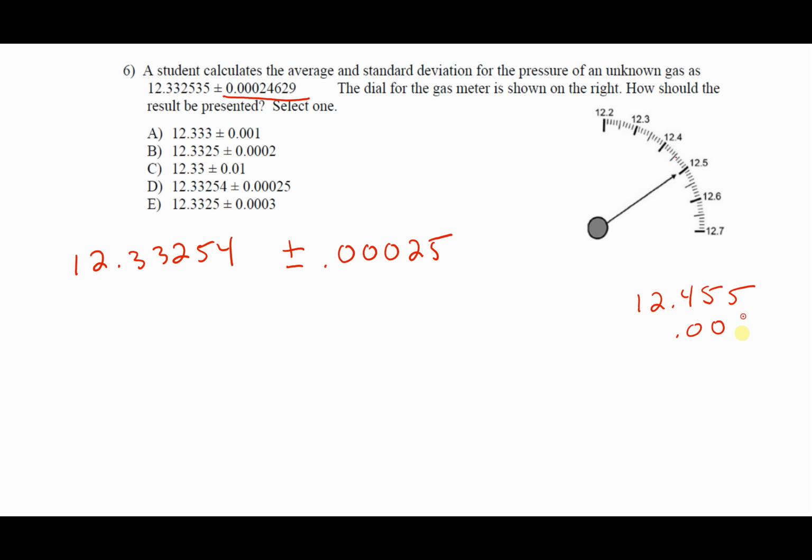So the instrument error, of course, would be plus or minus 0.001. So the question is, what's bigger, this or that? And of course this is, so we can't use this, right? We'd have to use the 12.333, which is A.